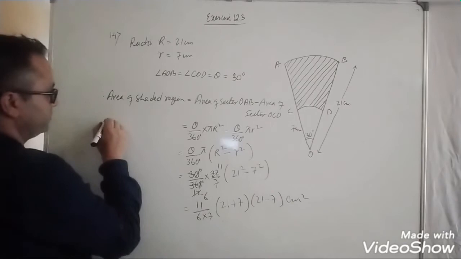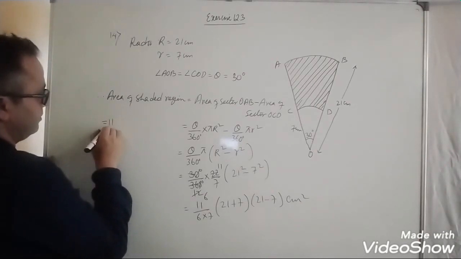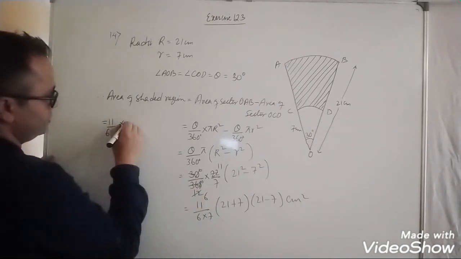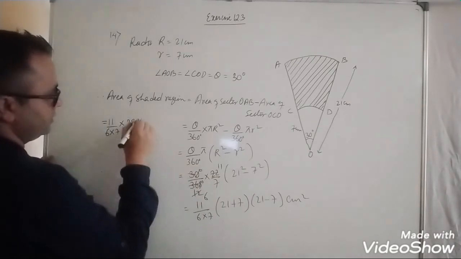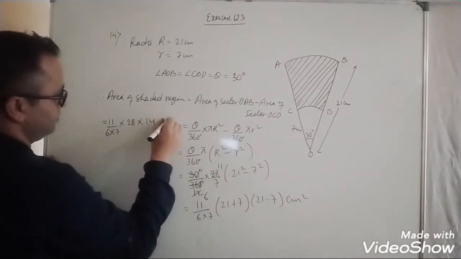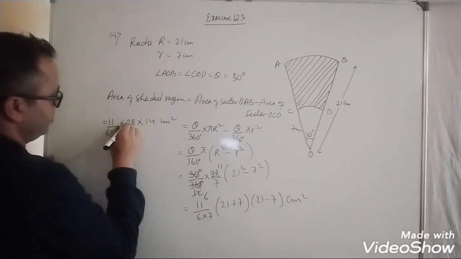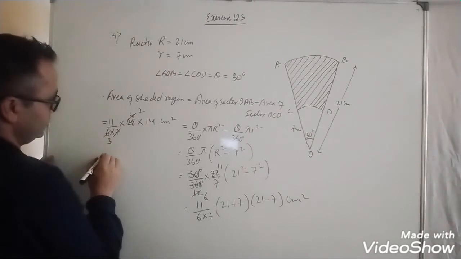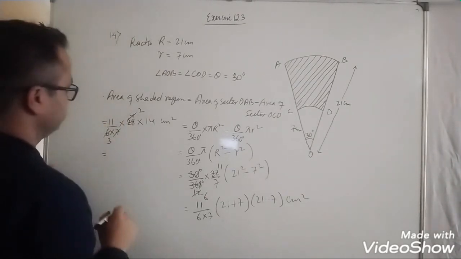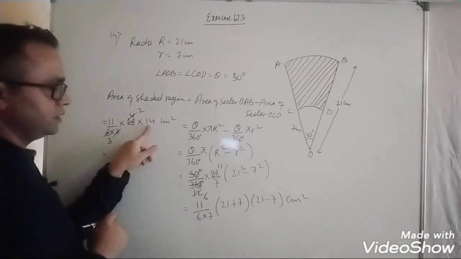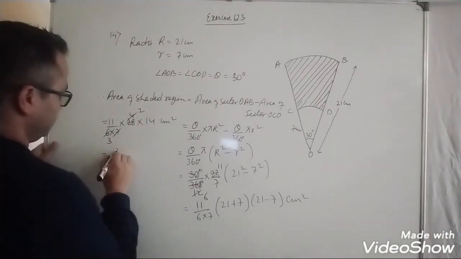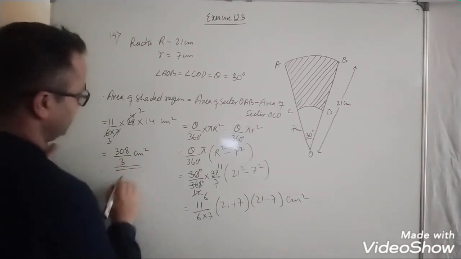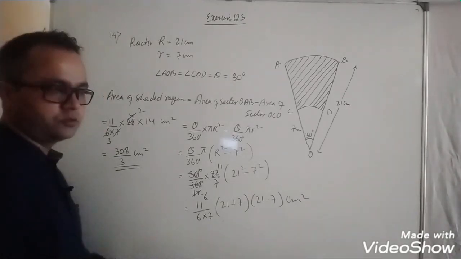So this equals 11 by 6 into 7 into 28 into 14 centimeter square, since 21 plus 7 is 28 and 21 minus 7 is 14. Now we can cancel. 7 into 4 is 28, giving 11 into 22 into 14 over 3, which equals 308 divided by 3 centimeter square. This is the answer of question number 14. Okay, this was all for today. Thank you.